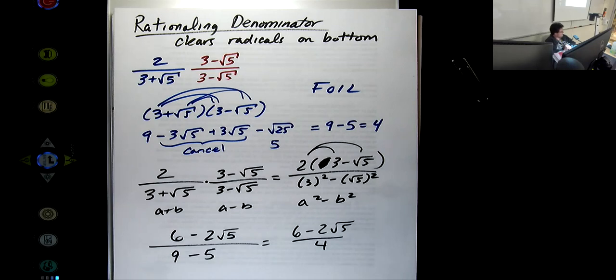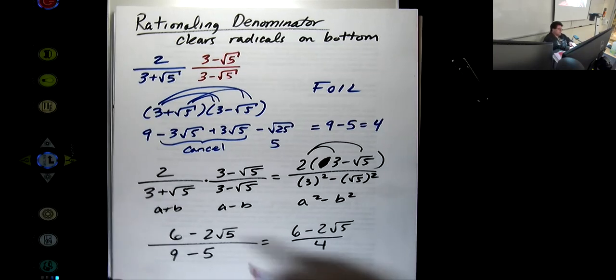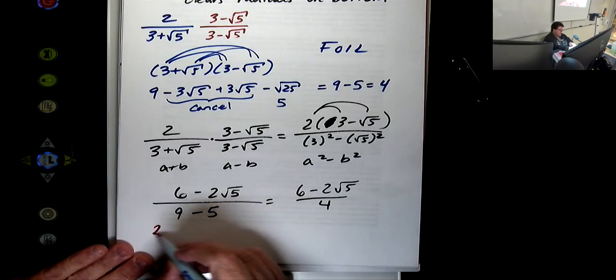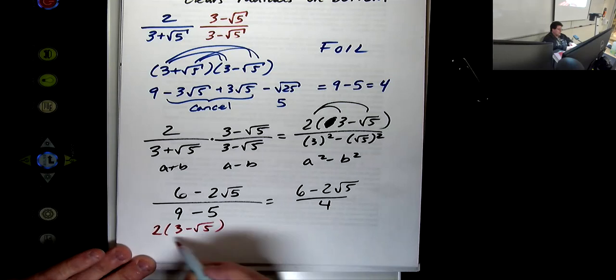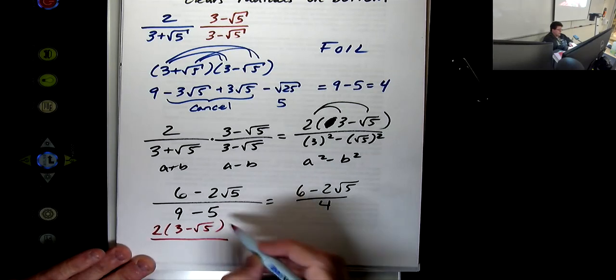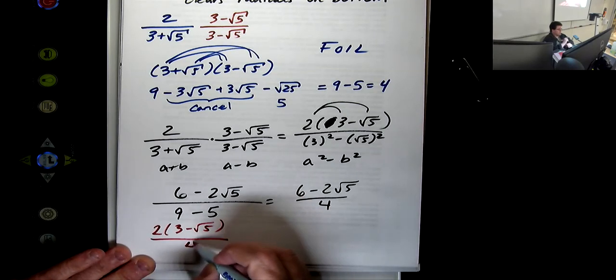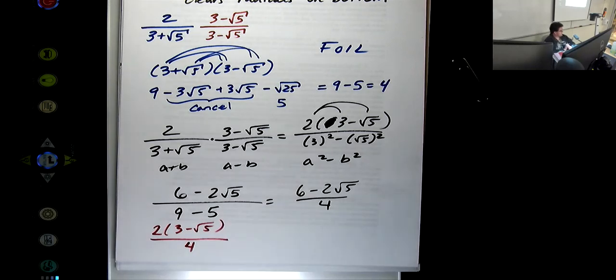This may not be that obvious, but that stuff still simplifies. So I'm going to backpedal and teach you a better way of going about doing this. I'm going to leave that 2 factored out for now, and if I just deal with the bottom, I get 9 minus 5 is 4. And now it might be a little bit easier to see that something cancels.